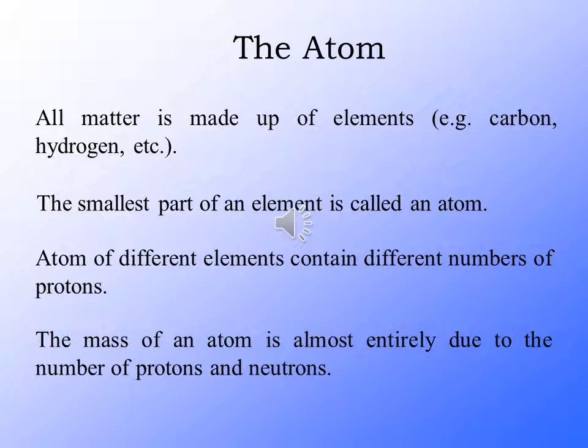All matter is made up of elements, for example, carbon and hydrogen. The smallest part of an element is called an atom. Atoms of different elements contain different numbers of protons. The mass of an atom is almost entirely due to the number of protons and neutrons.